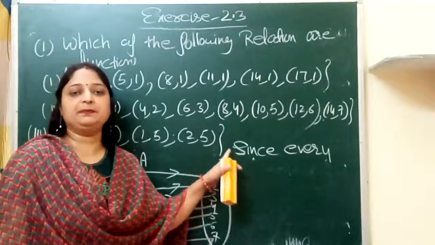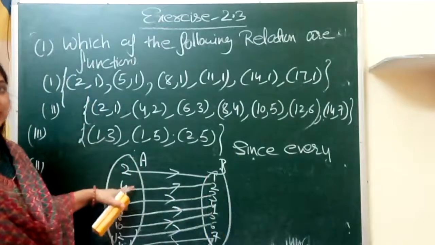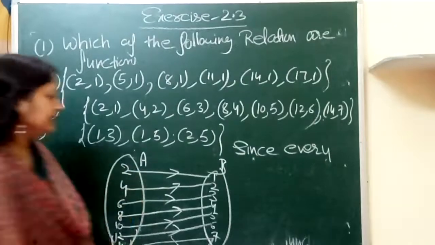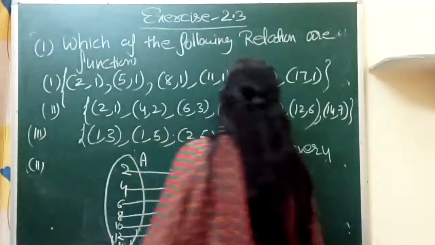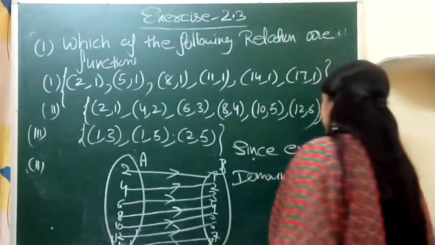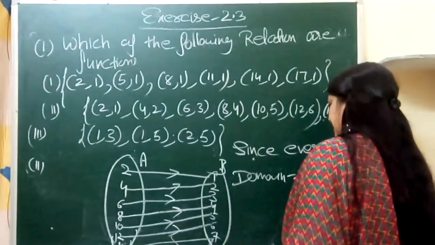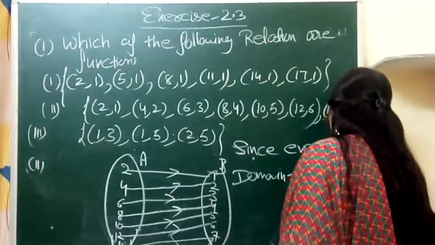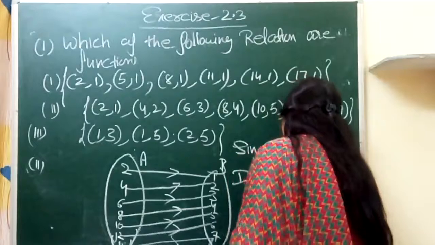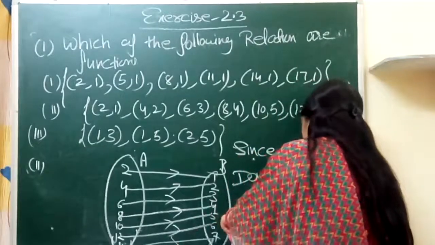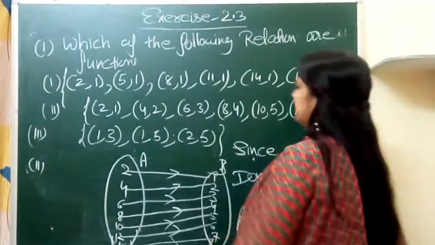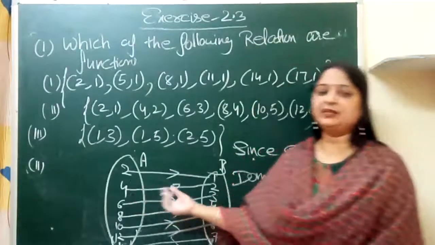After that, you can write here the domain is equal to 2, 4, 6, 8, 10, 12 and 14, where the range is equal to 1, 2, 3, 4, 5, 6, 7, which is set B. This is the range. So every element of set A has a unique image in set B. Therefore, the second case is also a function.